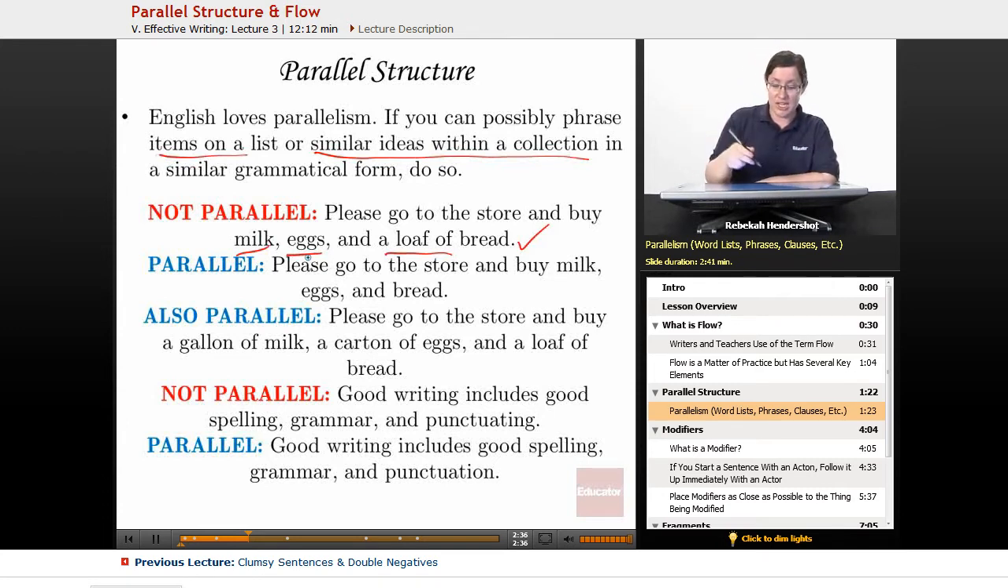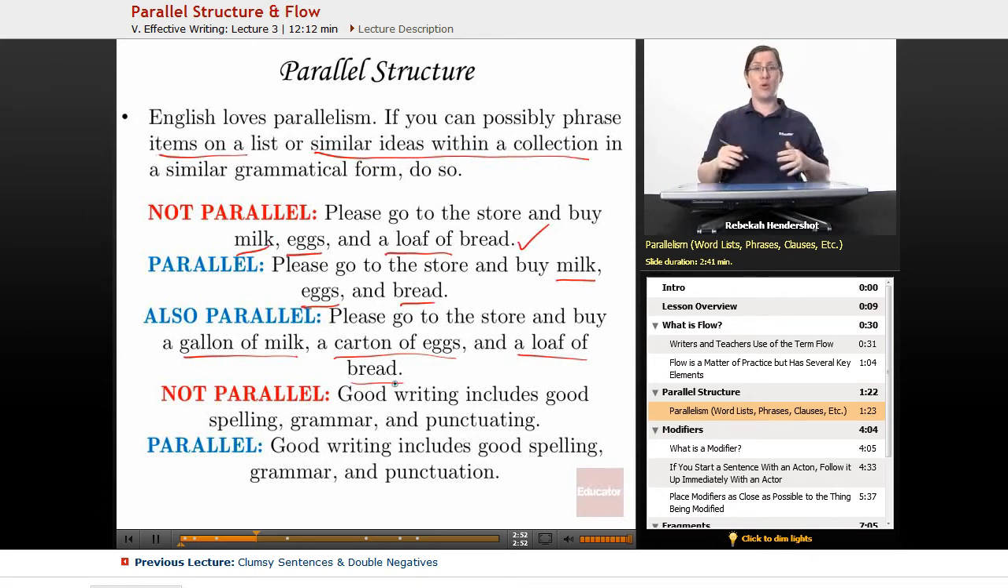So what you do is you make it parallel, and there are two ways to do it. You could just say, please go to the store and buy milk, eggs, and bread. Nice, smooth list. Very parallel. It's also parallel to say, please go to the store and buy a gallon of milk, a carton of eggs, and a loaf of bread. Either of those will work just beautifully. The important thing is to be consistent, to be parallel.